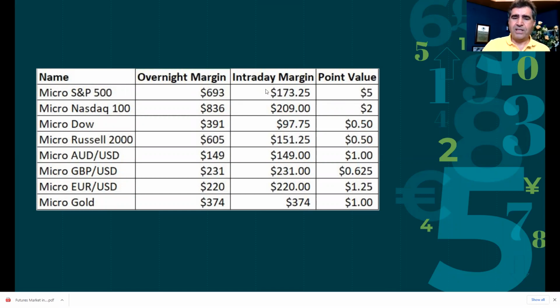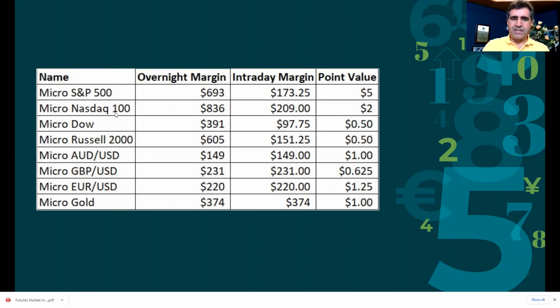Now, as you can see, the overnight margin is much higher than intraday, and that's what I was saying. Watch those. For instance, you only need $173 intraday margin, which is like day trading. But if you miss that 2 o'clock to 3 o'clock and it goes to the next day, it's quadrupled. So close that. Usually it's about 3 times generally.